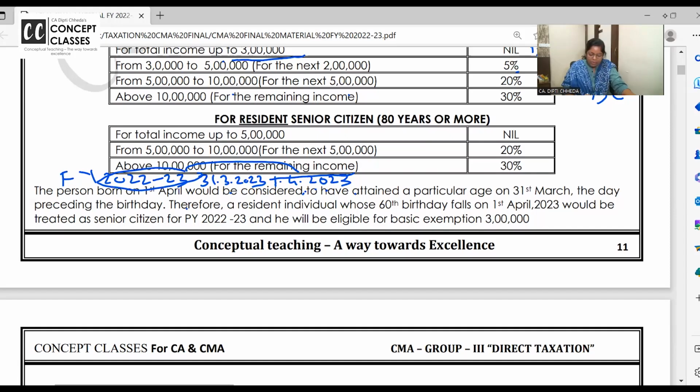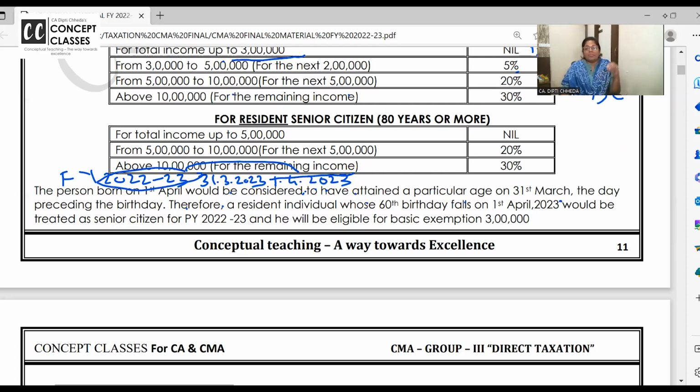So the person born on 1st April would be considered to have attained the age of 60 or 80 years on 31st March, the day preceding his birthday, only one day. Ma'am, 2nd April? No. Then next year, 60 years will be counted. Therefore, a resident individual whose 60th birthday falls on 1st April would be treated as a senior citizen and is eligible for extended basic exemption. See, hardly any books say this.